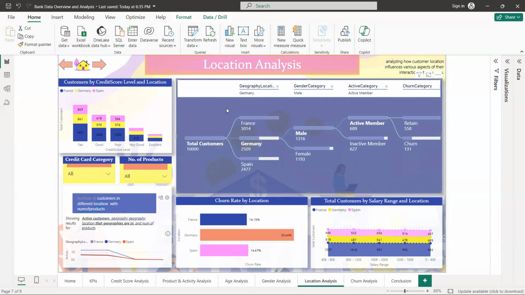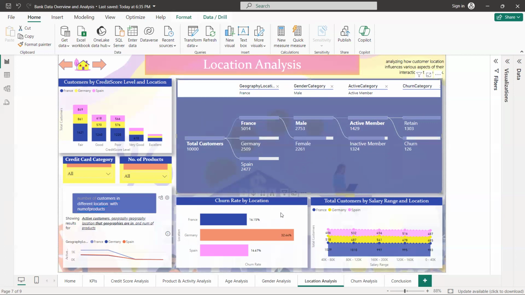Next, we have a decomposition tree that visualizes the customer journey from location to active or inactive status and further to retention or churn status. Upon checking, we can see France, then Germany, then Spain. These 2 countries follow the same pattern as France, meaning they have more male customers than female, more active customers than inactive customers, and more retained customers than churned customers. Likewise.